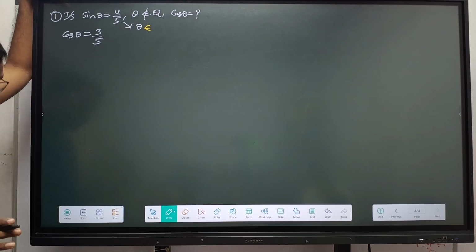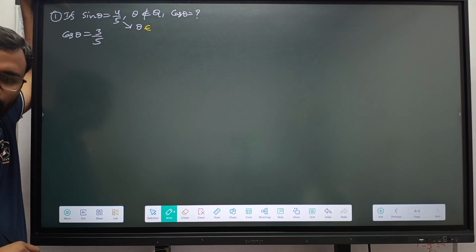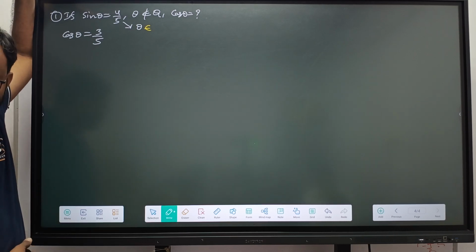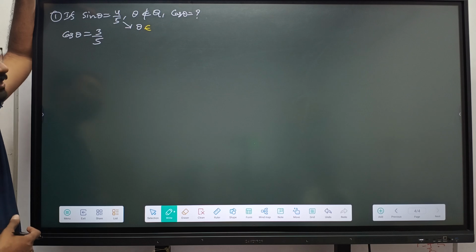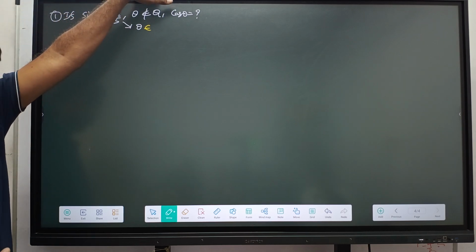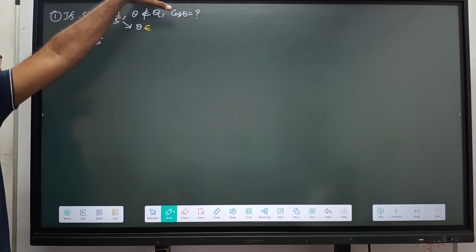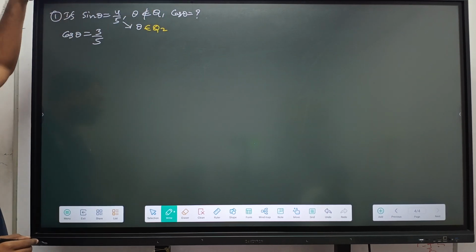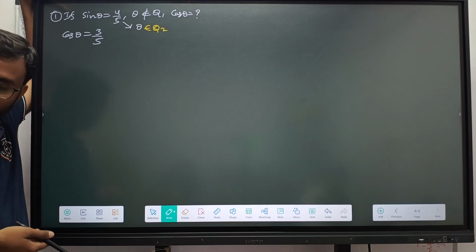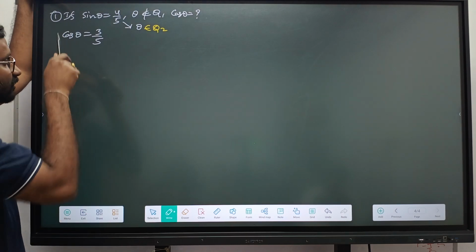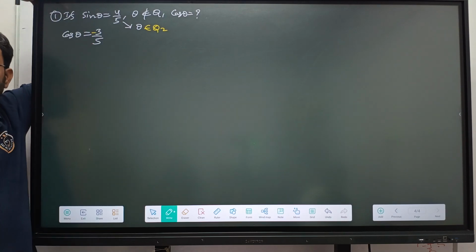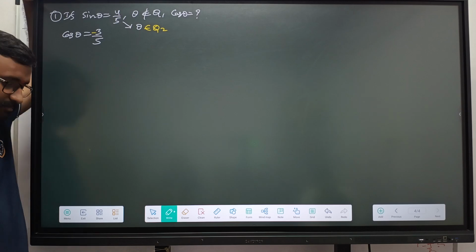See, what is the value of sin theta? 4 by 5. Is that positive or negative? Positive. Sin is positive in which quadrant? First and second quadrant. But he is telling first quadrant don't take. Then remaining one? Second quadrant. So theta belongs to Q2. But cos theta value what? Theta belongs to which quadrant? In second quadrant cos is negative. So the answer will be what? Minus 3 by 5. Understand? Be careful.